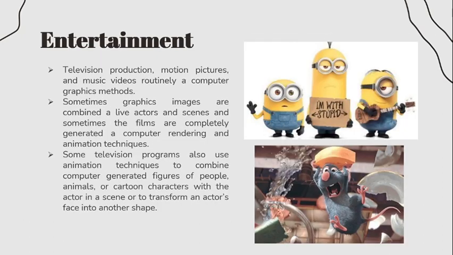Next is entertainment. Television production, motion pictures, and music videos routinely use computer graphics methods. Sometimes graphic images are combined with live actors and scenes, and sometimes the films are completely generated with computer rendering and animation techniques. Some television programs also use animation techniques to combine computer generated graphics of people, animals, or cartoon characters with the actor in a scene, or to transform an actor's face into another shape.